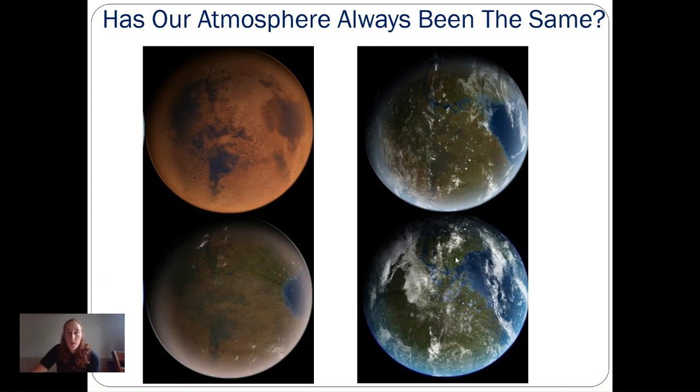So has our atmosphere always been the same? The answer is no. This is a depiction of the atmosphere from its early stages, when Earth started cooling about 4.5 billion years ago or so, up to the present day. If you look at it, ancient Earth would have looked more like modern-day Mars or Venus in terms of the coloration of Earth.